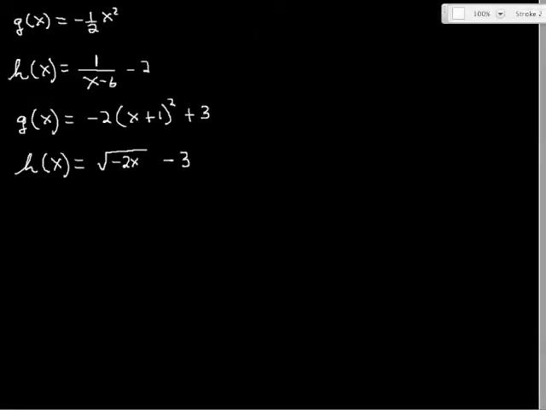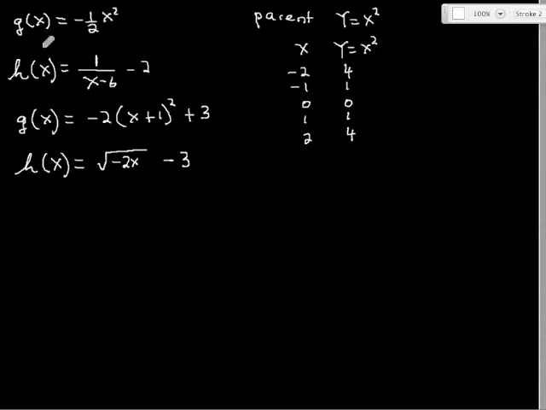So the first one is g of x is equal to negative a half x squared. Our parent equation is y is equal to x squared. The best thing to do here is to create an xy point with the parent equation first, and let's pick negative 2, negative 1, 0, 1, and 2. So we get 4, 1, 0, 1, and 4.